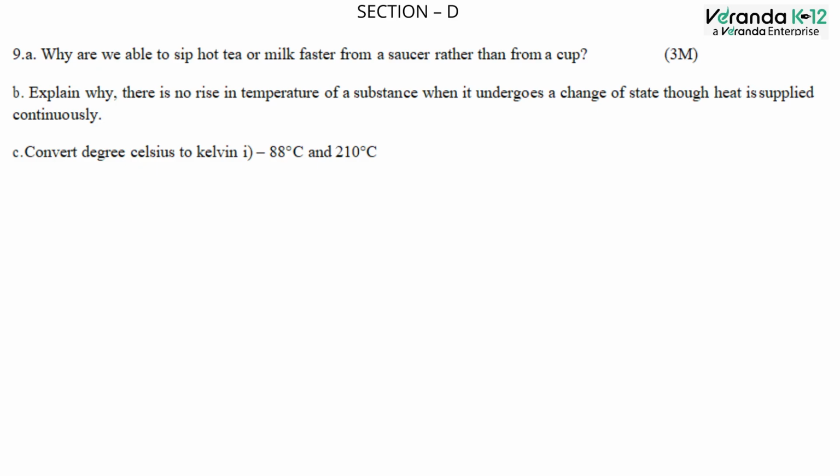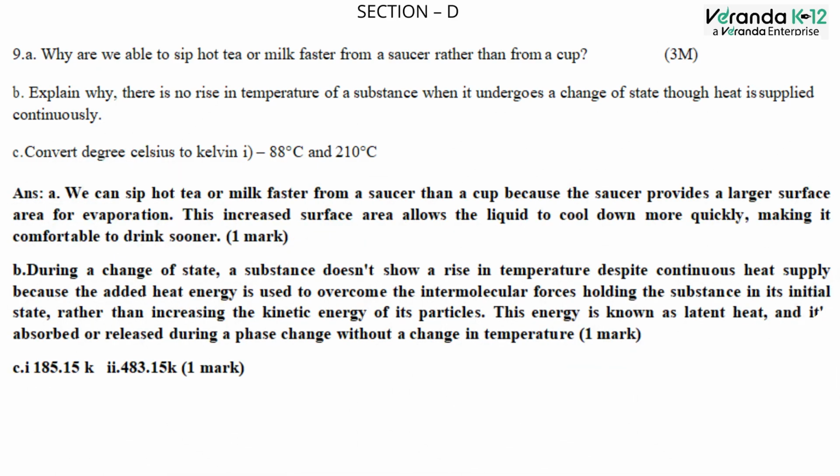Let's come to the answer. Question number 9a. We can sip hot tea or milk faster from a saucer than a cup because the saucer provides a large surface area for evaporation. This increased surface area allows the liquid to cool down more quickly, making it comfortable to drink sooner.